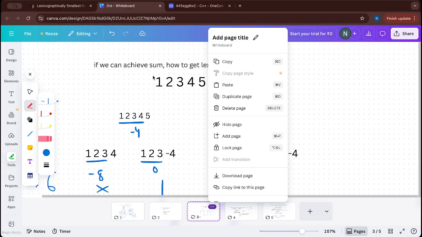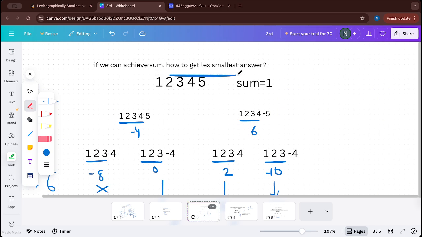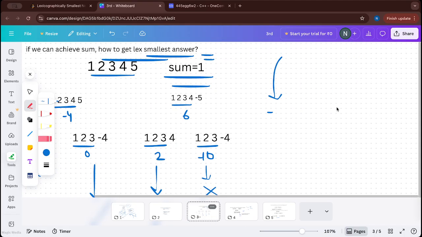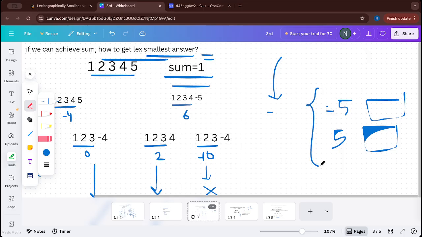And now let's say we can achieve the sum. How to get the lexicographically smallest answer? So that is the next thing, right? So if let's say we have 1 to 5 and the sum is 1, let's start trying all the possibilities. As we want the lexicographically smallest one, let's try from the largest number. So for example, let's say we have 2 arrays: minus 5 and some other subset of 1, 2, 3, 4, and 5 and some other subset of 1, 2, 3, 4. Which can be our answer? If both can satisfy the sum, obviously this one, right? Because the highest value is negative, so this is the lexicographically smallest one.